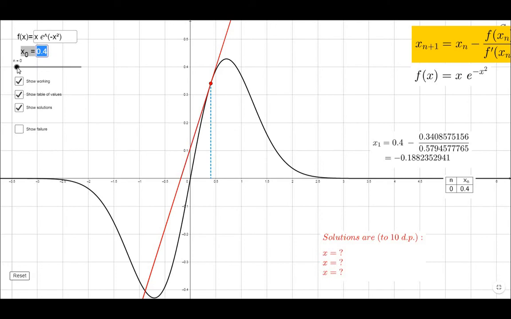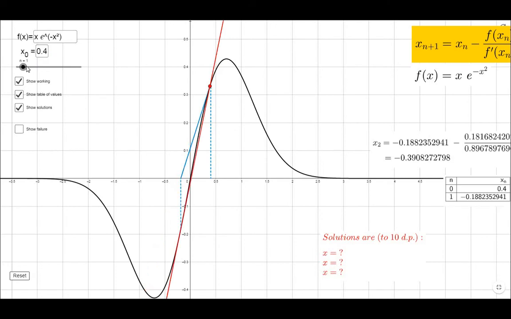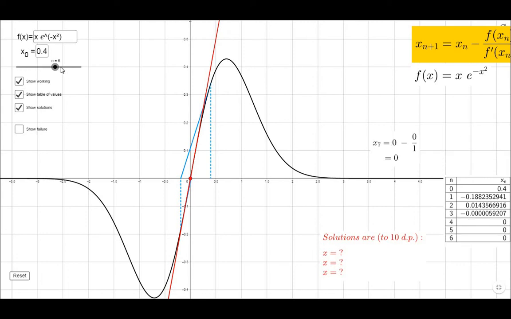Okay, so for 0.4 that looks pretty good. We're closer in, and we're closer in, and we're getting closer and closer and closer. And if we look on the right hand side of the screen at the values of our iterates, it's so close to 0 that we round to 0 after the fourth iterate.